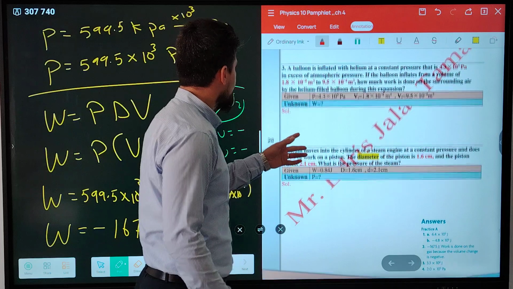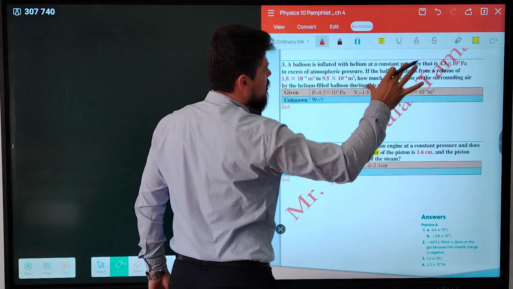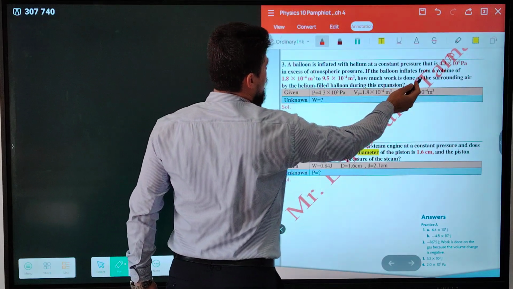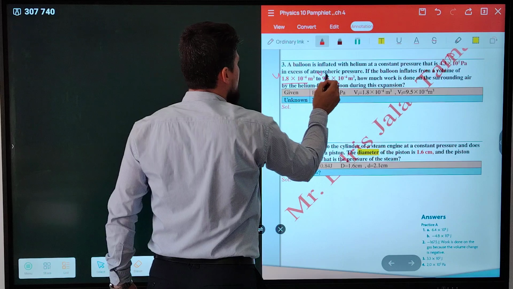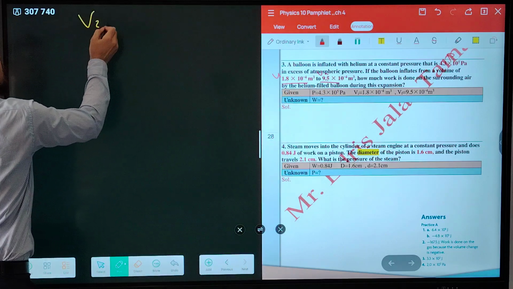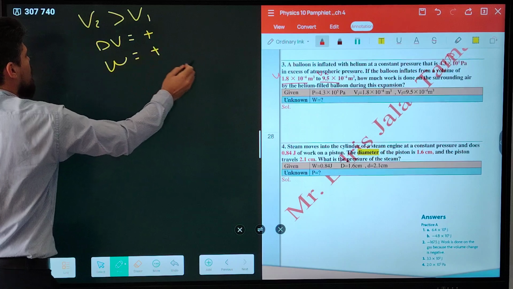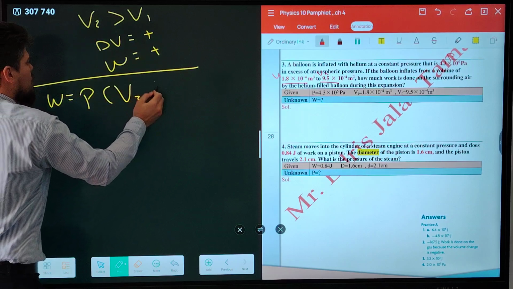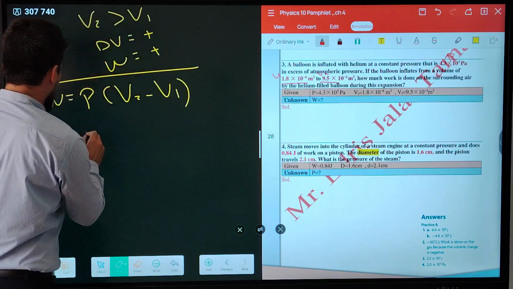Question 3. Guys, look, question 3. A balloon is inflated with helium at constant pressure. This is pressure. It exceeds the atmosphere, if the balloon is inflated from the volume 1.8 to 9.5. So V1, V2. Which one is bigger? V2 is bigger than V1, so delta V is positive. Work is also positive. Work is equal to what? P times V2 minus V1.